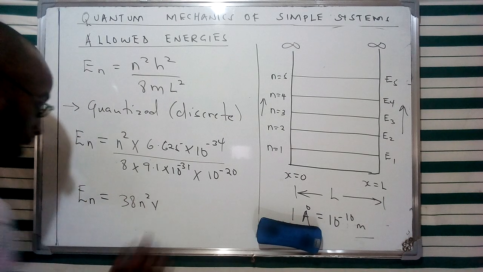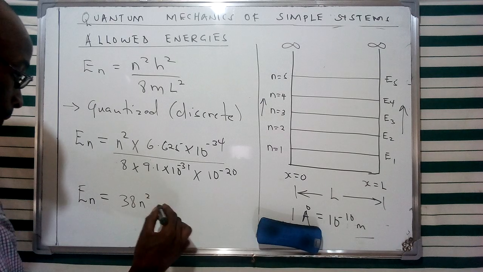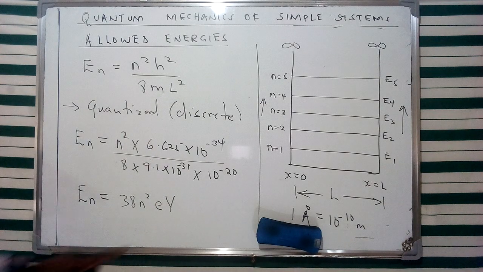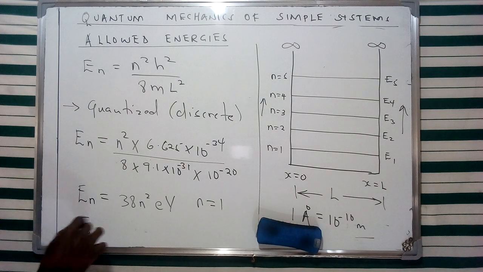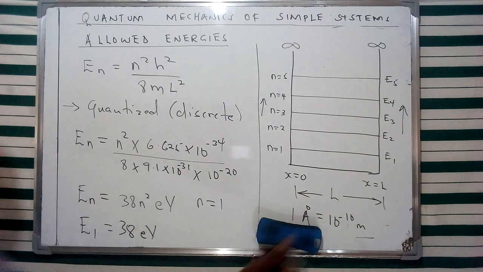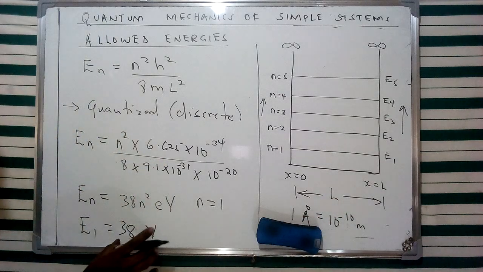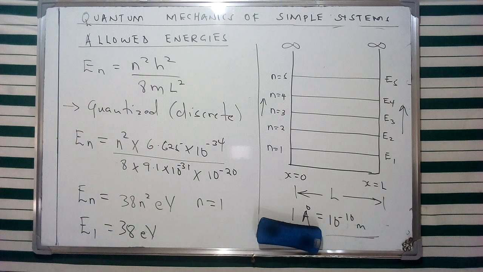So the energy is 38 n squared, and of course, we're going to see that this is in terms of electron volts. We can do a substitution for the charge of an electron, but in a simplified version, we have the first energy, for the value of n equivalent to 1, E1 equivalent to 38 electron volts. So this first E1 is equivalent to 38 electron volts, if we consider the width of this particular box to be 1 angstrom. So this is going to ascend in that specific order.